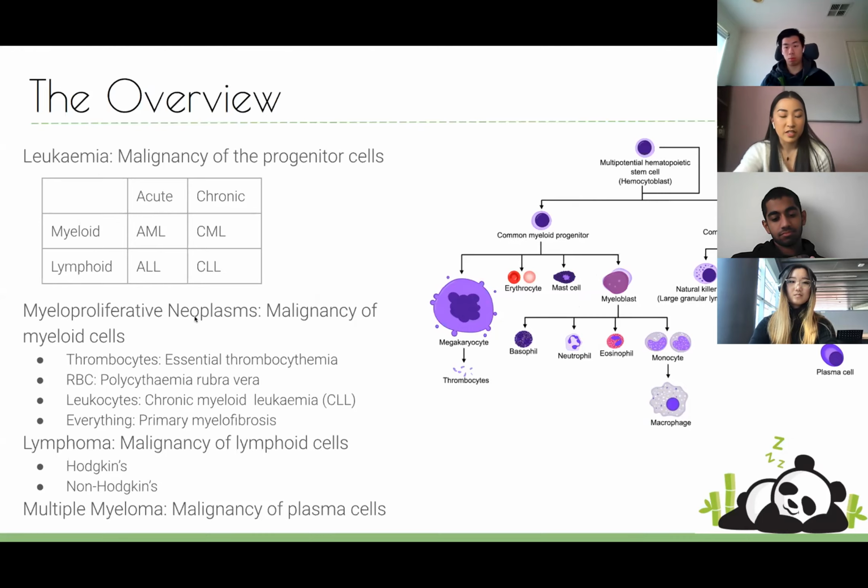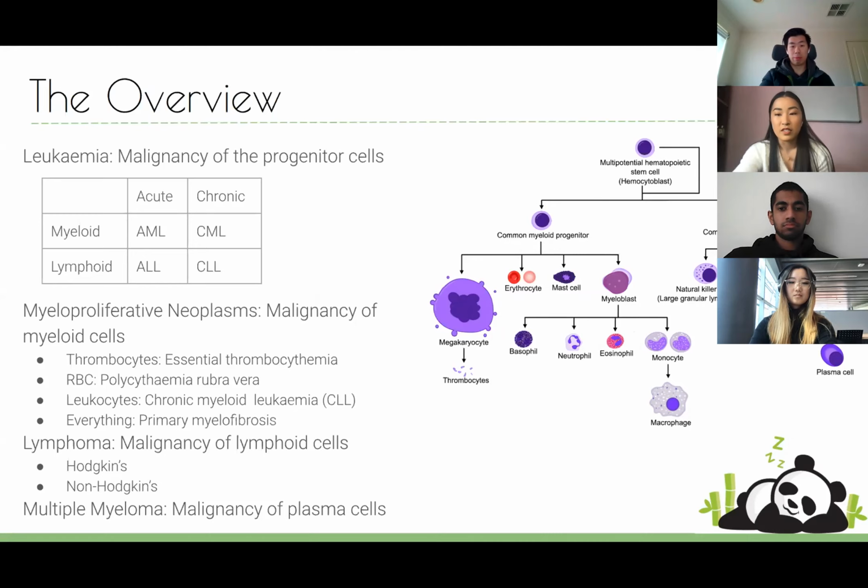The myeloproliferative neoplasms, also called myelodysplastic syndromes, are malignancies of the myeloid cells, specifically looking at this branch, all of these cells under here. Based on what kind of cells are proliferating, you get different kinds of cancers. Essential thrombocythemia is thrombocytes, so your platelets. If it's red blood cells, that's polycythaemia rubra vera. If it's general leukocytes, that's CML, sorry, that should be CML. And if it's everything, it's primary myelofibrosis.